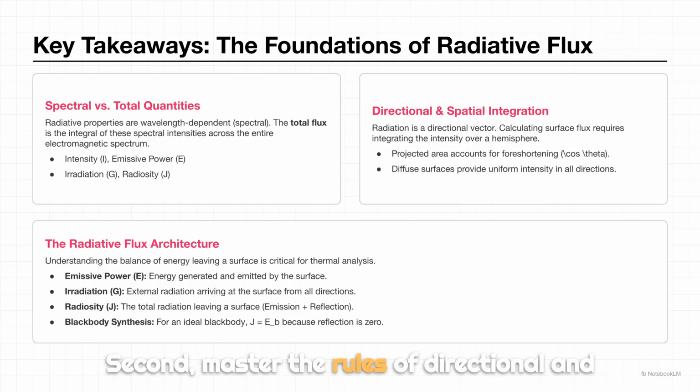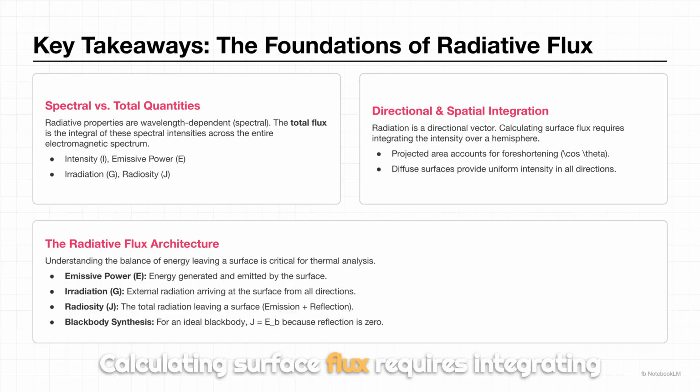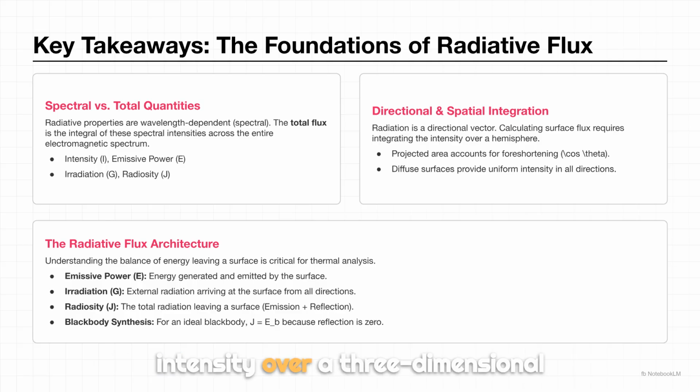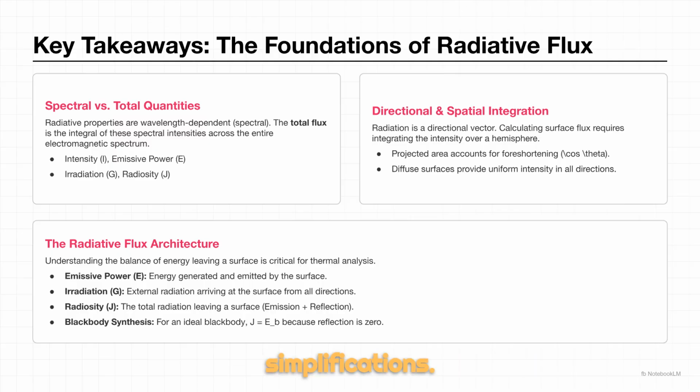Second, master the rules of directional and spatial integration. Radiation is a directional vector, not a simple scalar. Calculating surface flux requires integrating intensity over a 3-dimensional hemispherical space. We must use a projected area term to mathematically account for geometric foreshortening, and we can leverage diffuse surface models to provide uniform intensity simplifications.